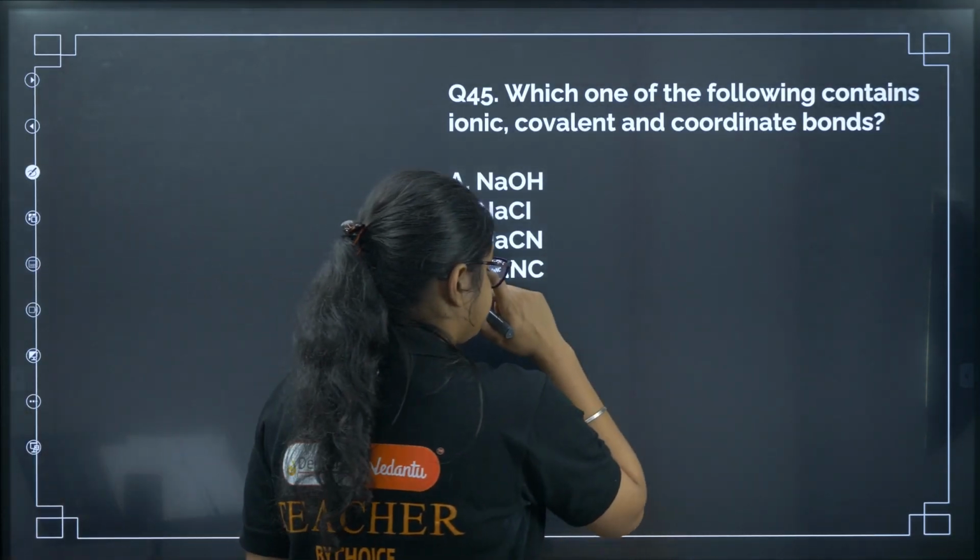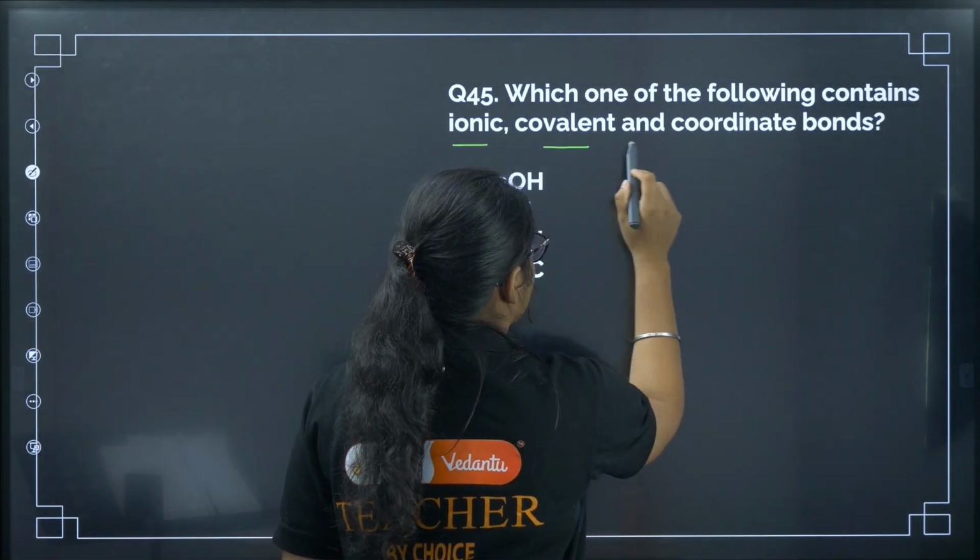Now next, which one of the following contains ionic, covalent and coordinate bond?